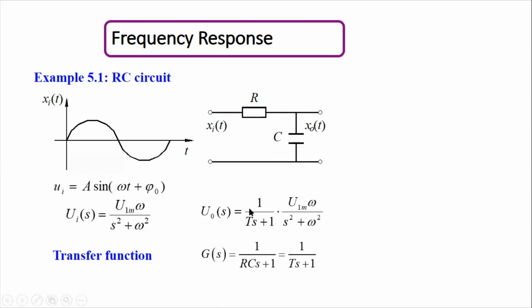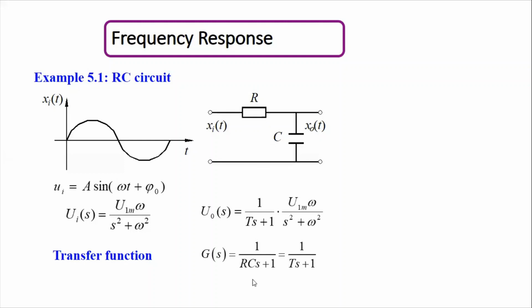So X naught of s by Xi of s equals 1 by cs in the numerator, then R plus 1 by cs in the denominator. Take cs in the denominator, cs and cs will get cancelled. This is what you will get. Anybody got this transfer function? Abdul? Yes, sir. Okay, it is relatively easy, not so difficult. So fine, we can proceed then.